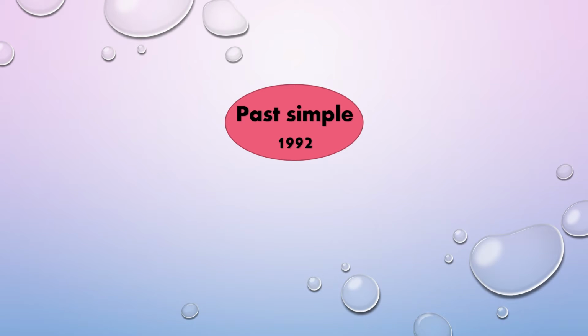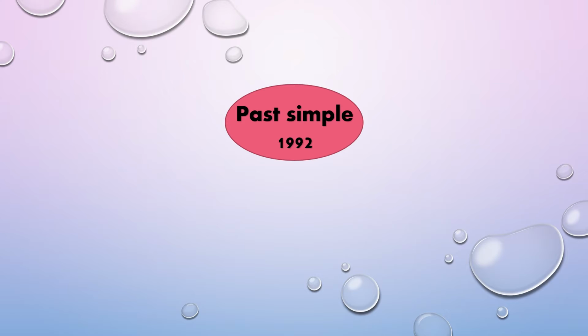Today we'll talk about past simple tense. For example, I was born in 1992, so we're not talking about your daily routine here. We're not talking about what you are doing at the moment right now. We need to understand the past simple tense in English.